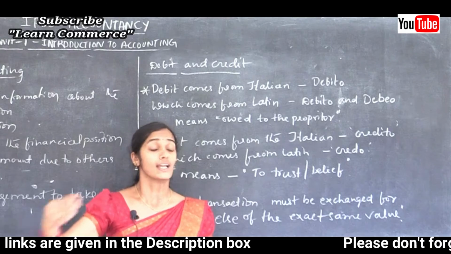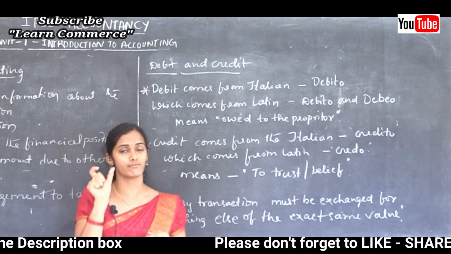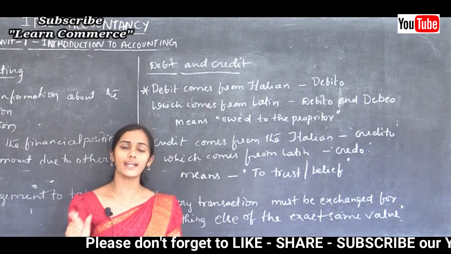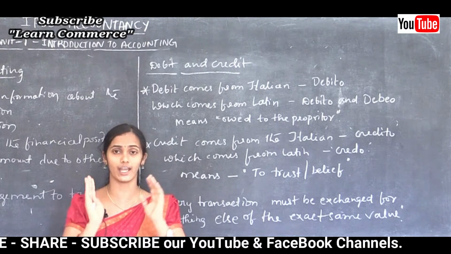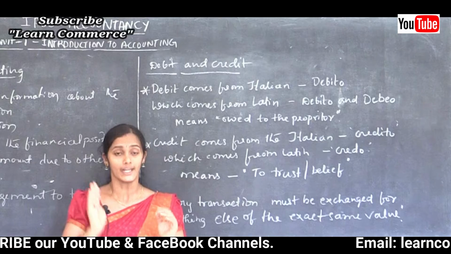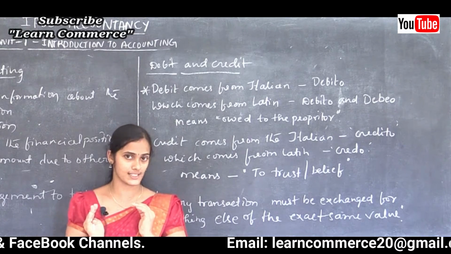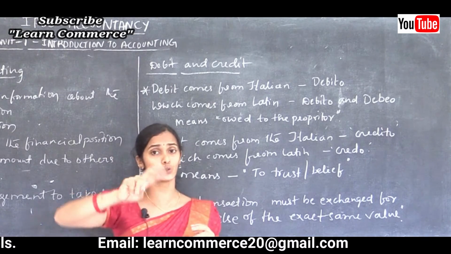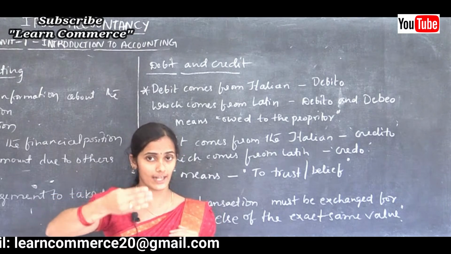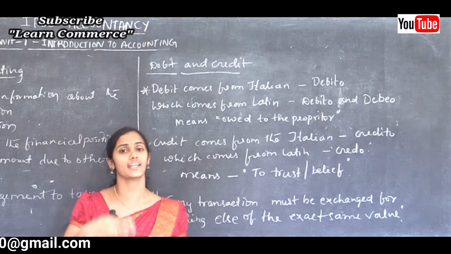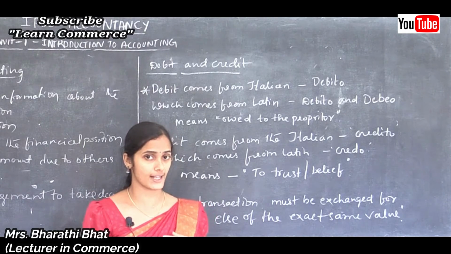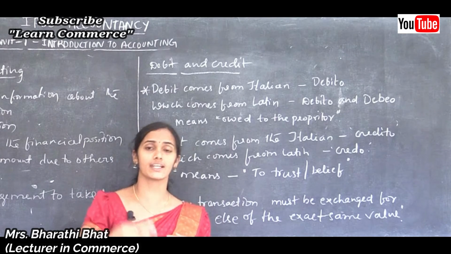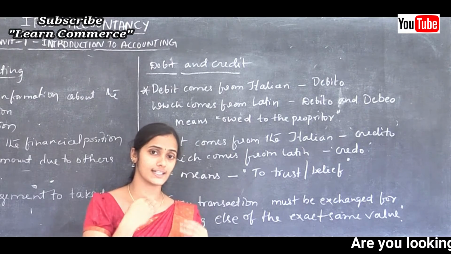Getting my point? In this, we should know one important thing. Each and every transaction affects two different accounts. It means each and every transaction has two different aspects: one aspect is the take aspect, another aspect is the give aspect. One side is taking the benefit, the other is giving the benefit.